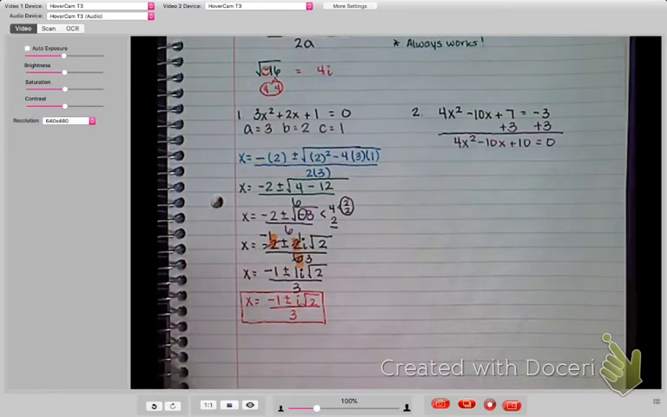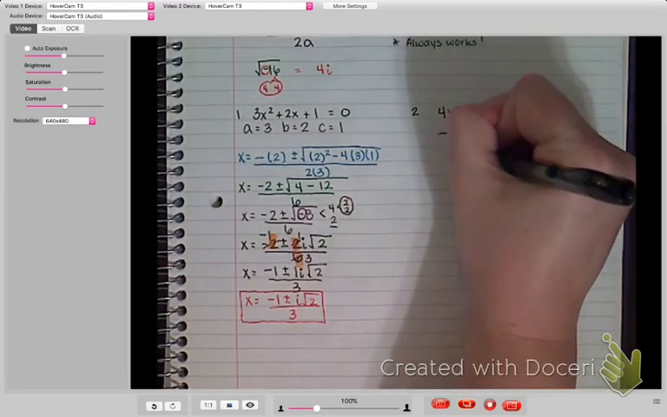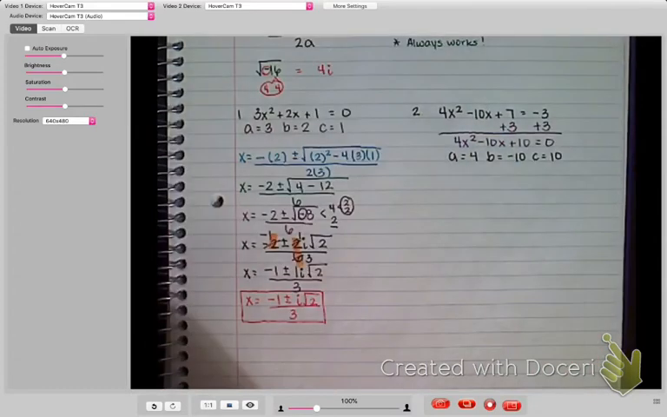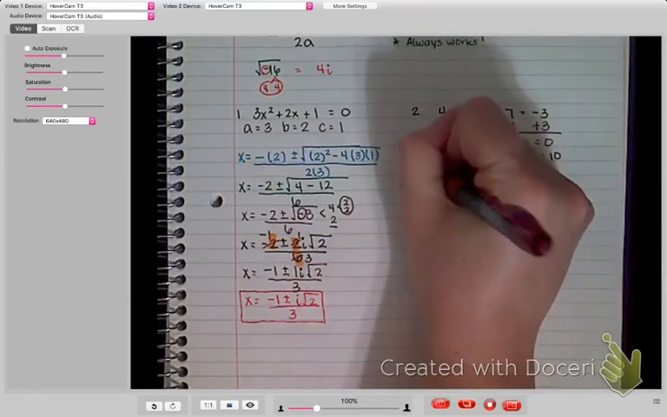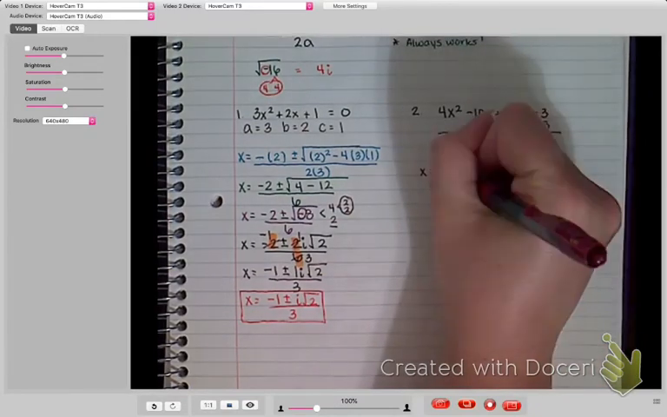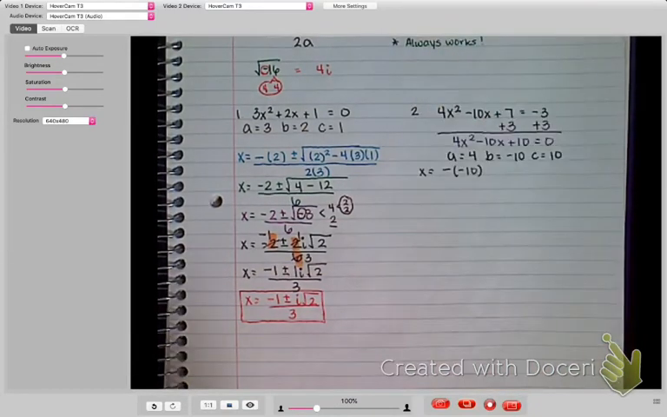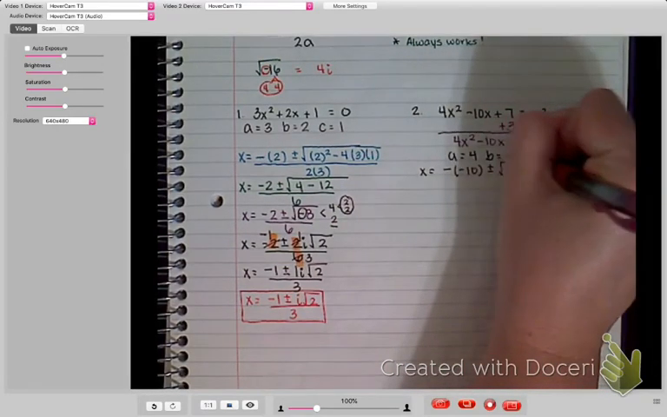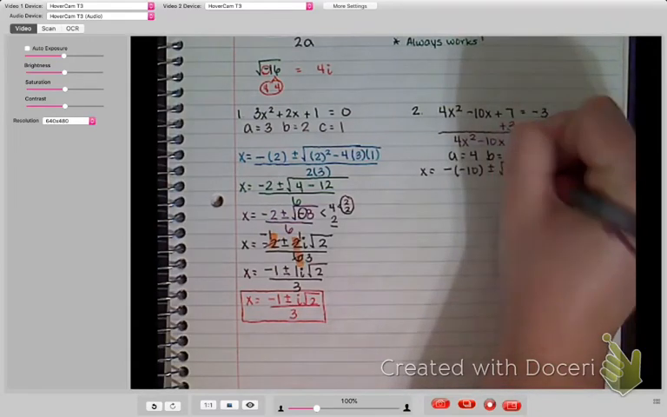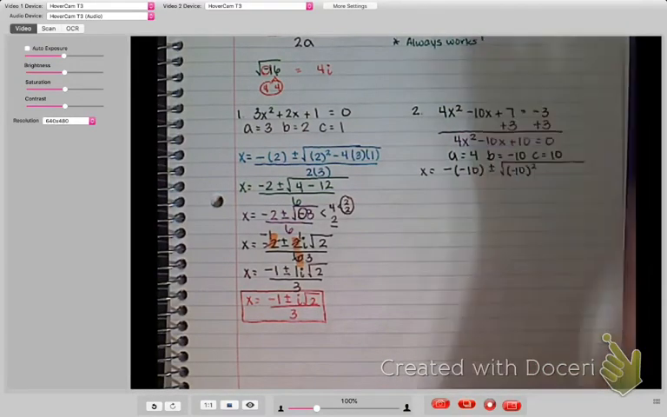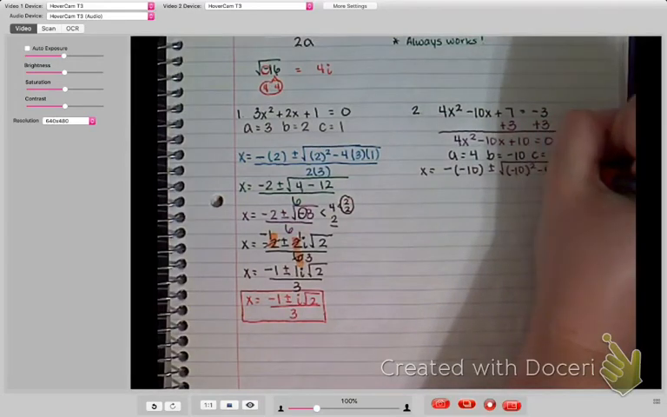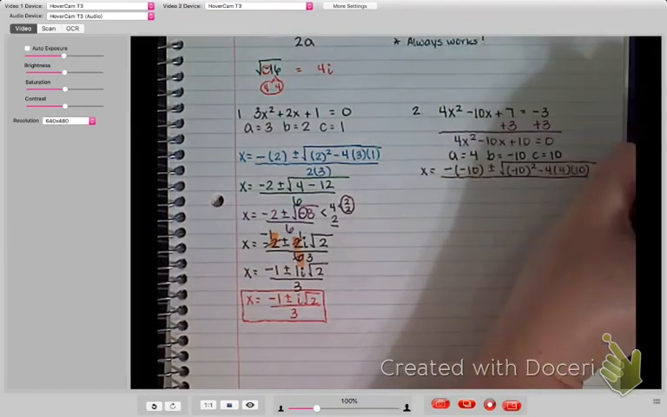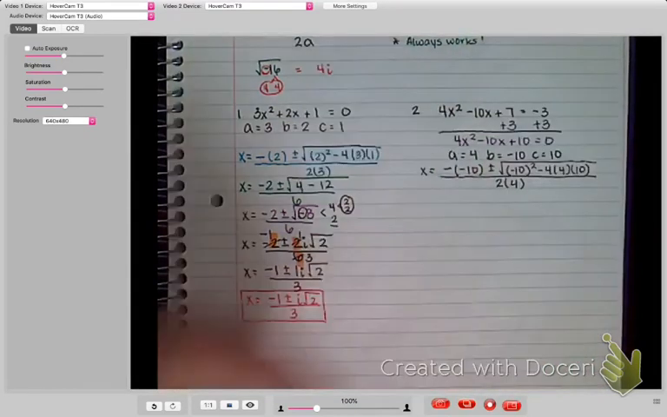All right, let's identify a, b, and c. So a is 4, b is -10, c is +10. And I'm going to plug everything into my formula. x equals -b. Okay, so I have a negative that's in my formula. The b is -10. Plus or minus the square root of b squared, which is -10, minus 4 times a times c, all over 2 times a.